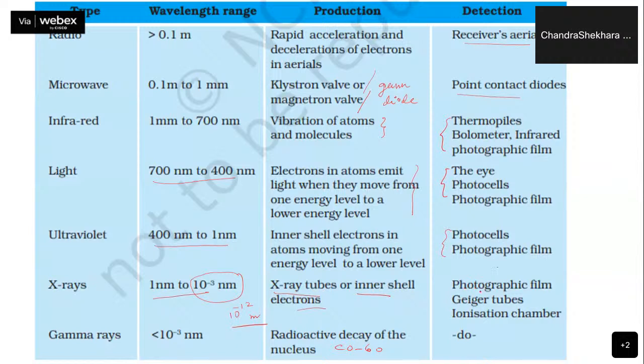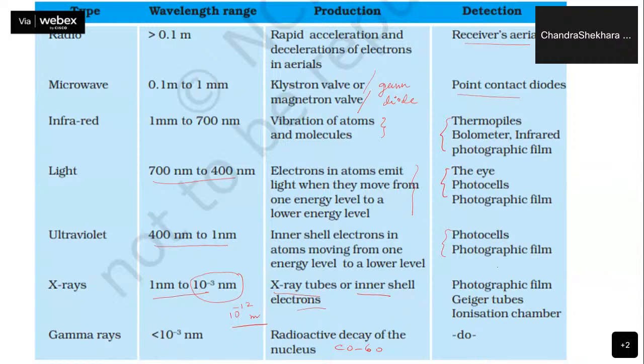Similarly, X-rays are detected by X-ray films, or called photographic films. Even Geiger tubes and ionization chambers are all used to detect X-rays. Even gamma rays can be detected with the help of ionization chambers, the various scintillation counters, etc.